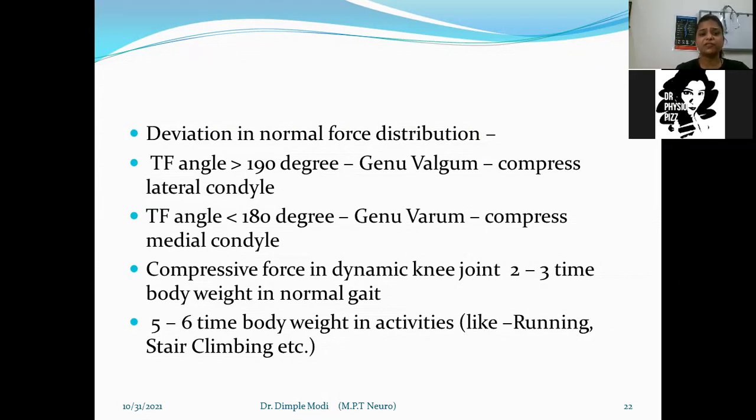And if the tibiofemoral angle is less than 180 degrees, genu varum occurs. There is compression on the medial epicondyle. Compressive forces in the dynamic knee joint are 2 to 3 times body weight in normal gait, and 5 to 6 times body weight in activities like running, stair climbing, etc.